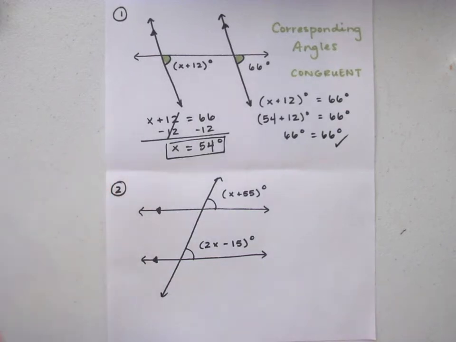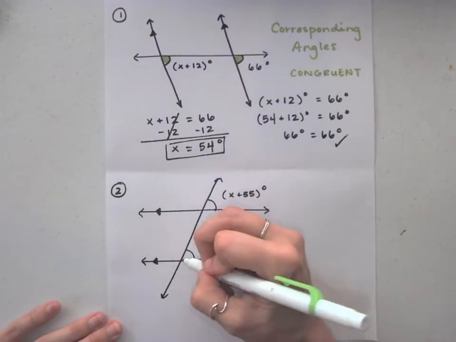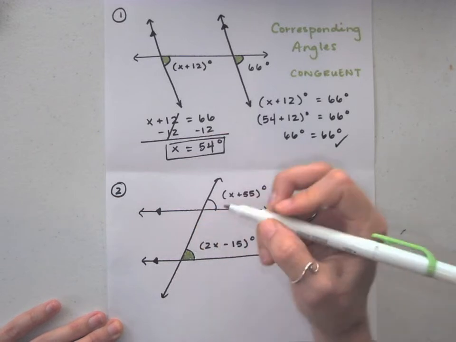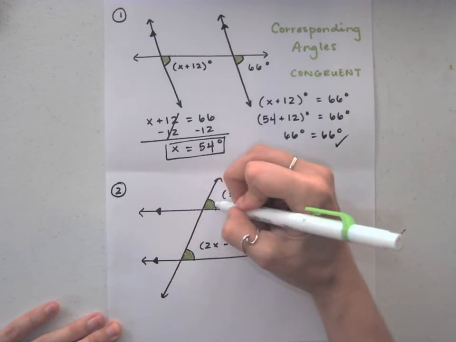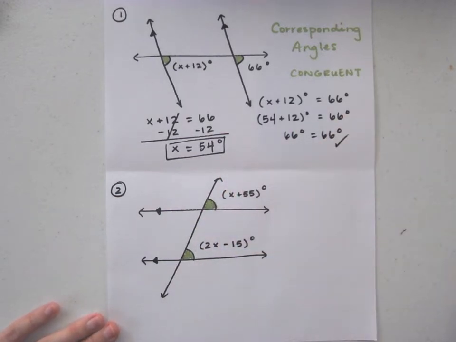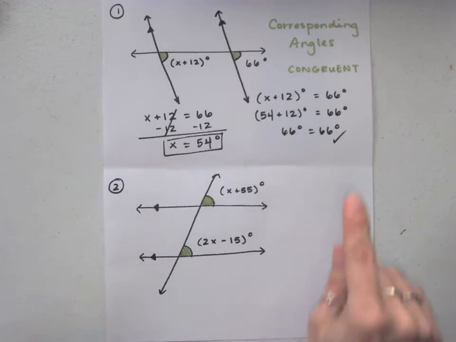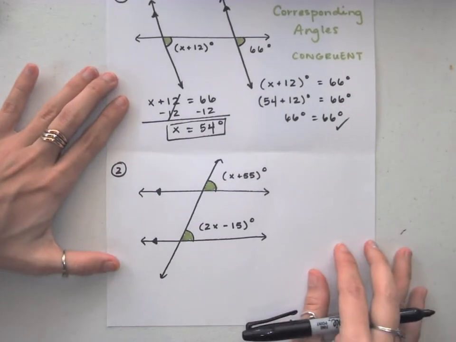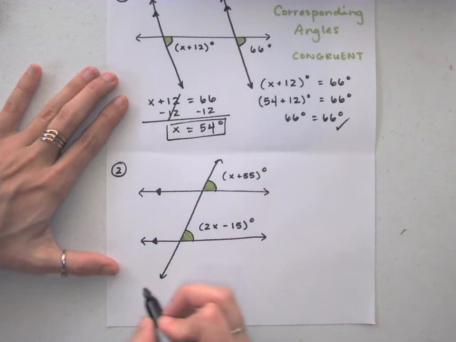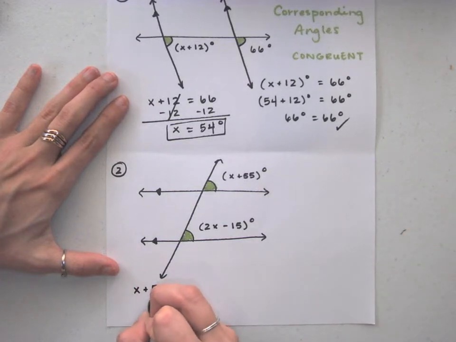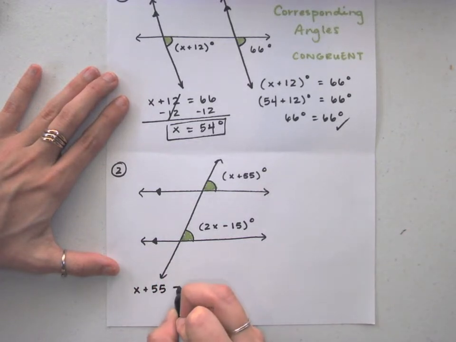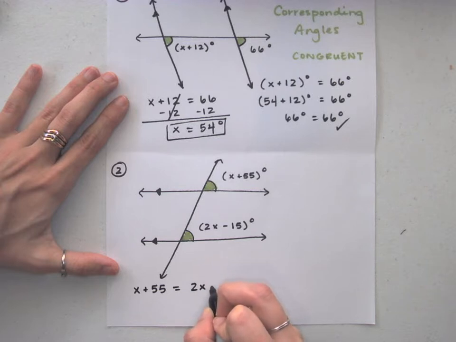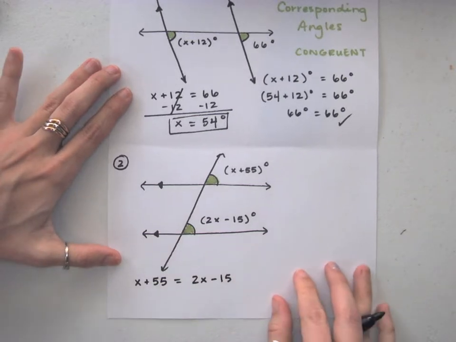All right, let's look at number 2. Number 2 is another example of corresponding angles. They are located in the same location on the parallel lines. And because they're corresponding angles, they're going to be congruent, just like with number 1. So we can set this up. We can say that x plus 55 degrees is going to be equivalent to 2x minus 15 degrees.